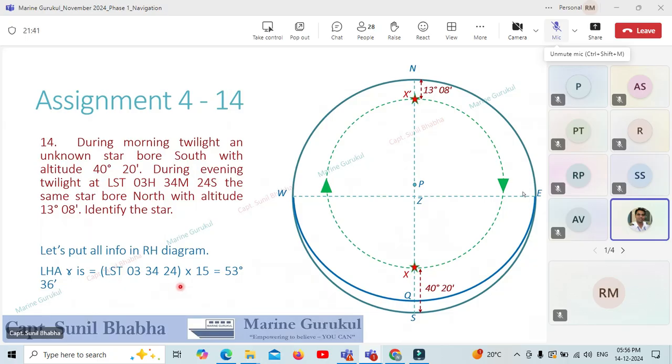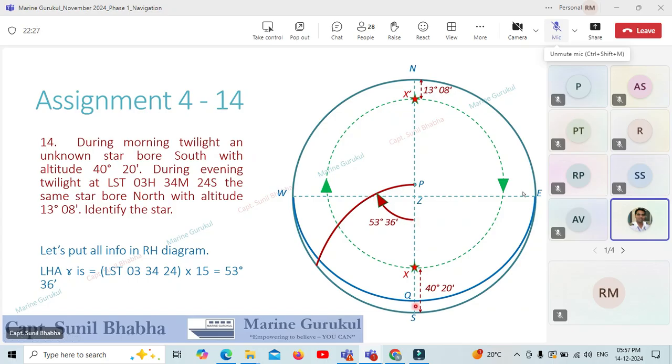So multiplying the LST by 15, we get the value of LHA Aries, which is 53 degree 36 minutes. Now let's show this value in our diagram here. The observer's meridian is represented by PZQS. This particular line represents the observer's meridian. Now LHA Aries is 5336. So from the observer's meridian, if I draw an angle of 53 degree 36 minute, this is where the meridian of Aries would be.